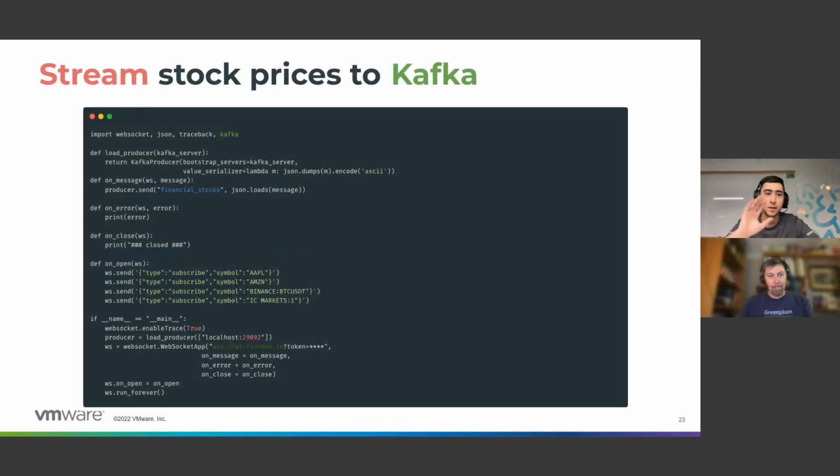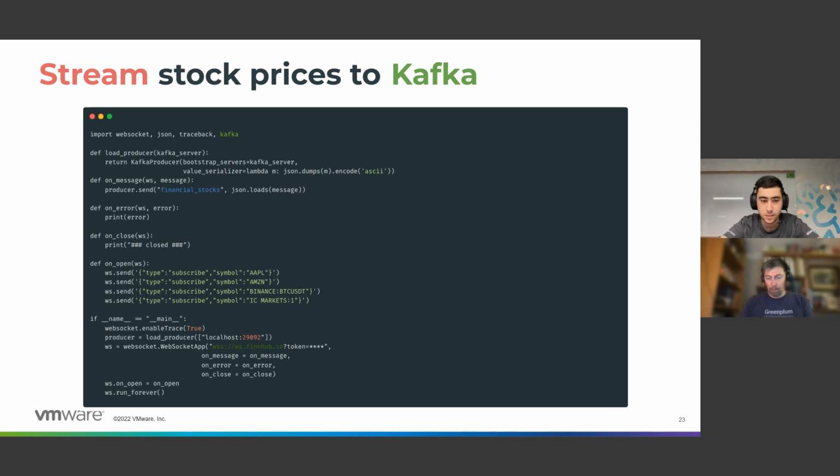Great. So I have this Python code, which is actually collecting data from Finnhub, a free financial API. I'm writing this Python code and publishing my real-time or streaming data into a Kafka topic, which is called financial stocks. How can we listen to that from Greenplum?